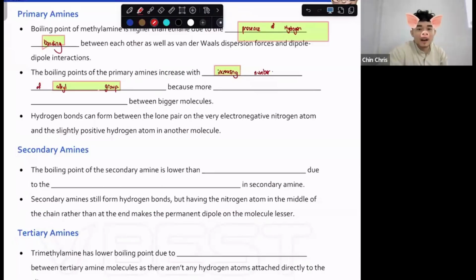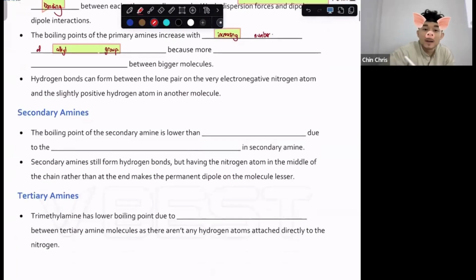Okay, increasing number of alkyl groups. Why? Guys, again, because there are more electrons. When there are more electrons, you have a stronger induced dipole. That's it.